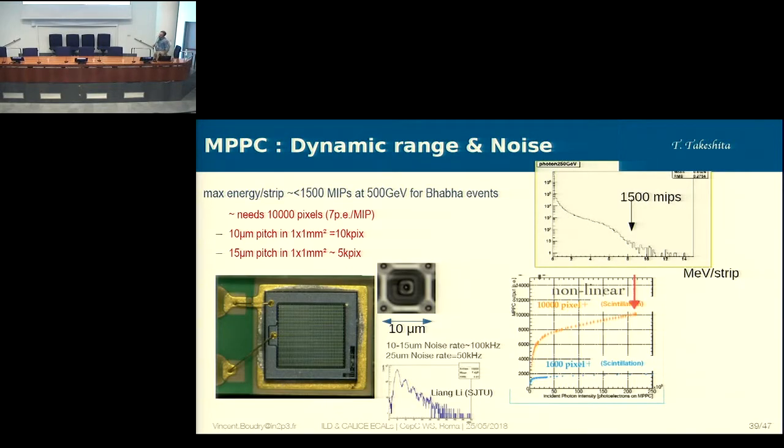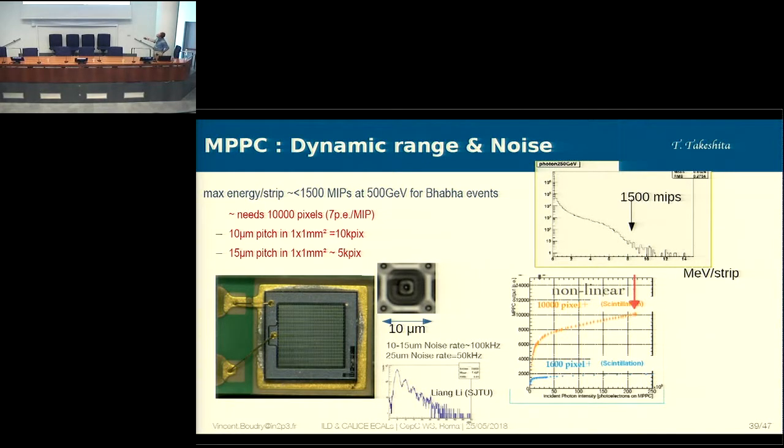And one of the key elements is this scintillator photomultiplier, which needs to allow checking the full dynamic range that you expect in one of the strips, which is of the order of 1,500 MIPs at high energy. So it's probably a bit less than that, but you can see that with a 10,000 pixel chip, you can achieve that. Of course, with some corrections.